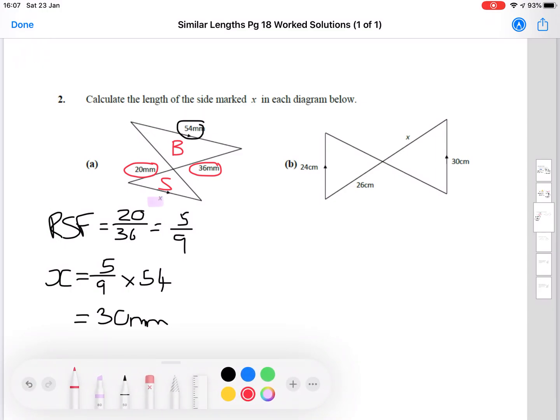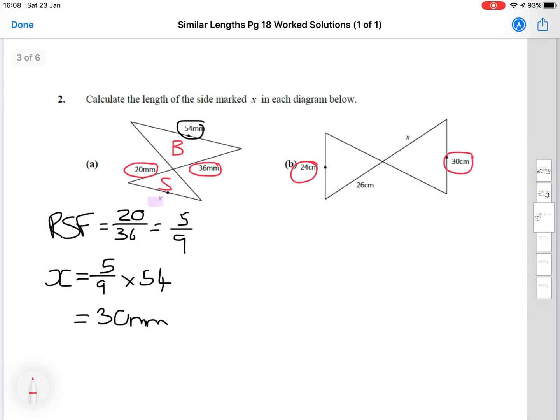Question B, again, we have the X shape, and we can see we have actually the two vertical sides would be our pair. So 24 and 30. So that means that that one there is the big side on the right. The smaller triangle is the one on the left. So our missing side is on the bigger triangle. So it's going to be enlargement scale factor we'll use here. So it'll be 30 over 24, which simplifies down to 5 over 4.